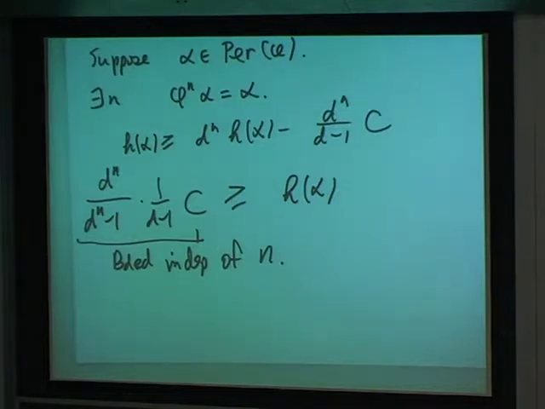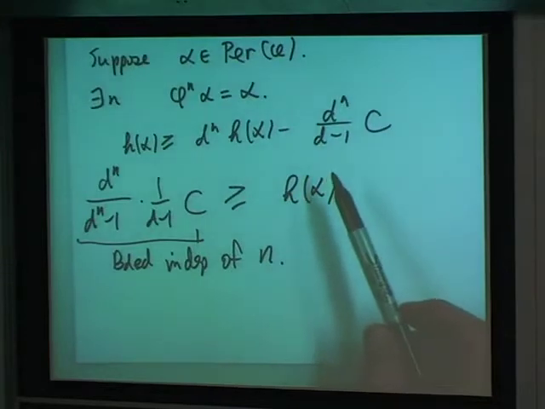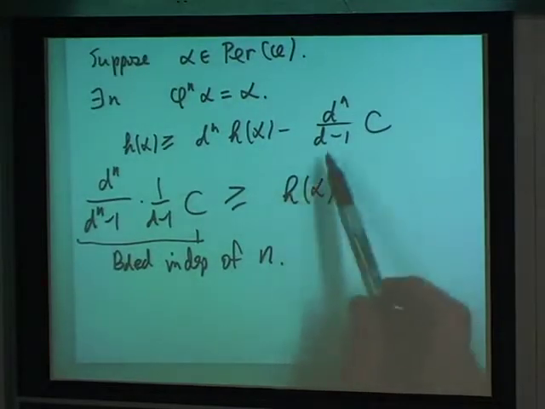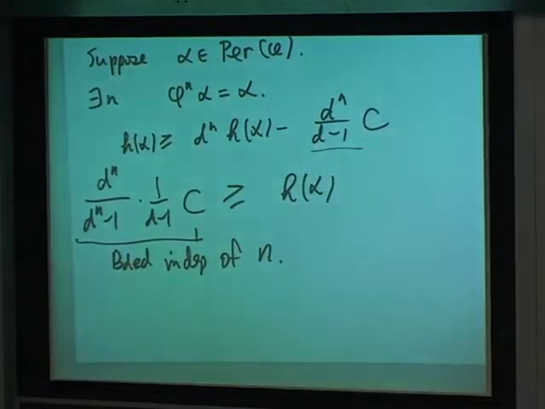I'll also point out that the proof completely falls apart if the degree of the map is 1, right? As it should. Okay, is there any questions about that? Is that clear enough?